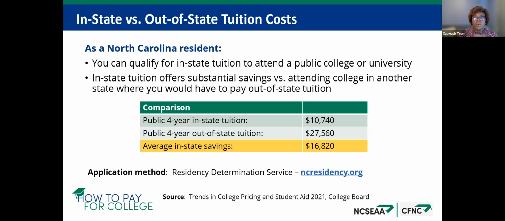A recent College Board report found, again, that on average, students will save nearly $17,000 by selecting an in-state university. Those are real numbers. I mean, $17,000 is nothing to shake a stick at. So when you're having a conversation with students and families about ways to save money, consider staying in state, going local. Students will need to qualify as a legal resident of North Carolina, and the application method to do that is through the Residency Determination Service, and you can see the link to access that application there on the screen.